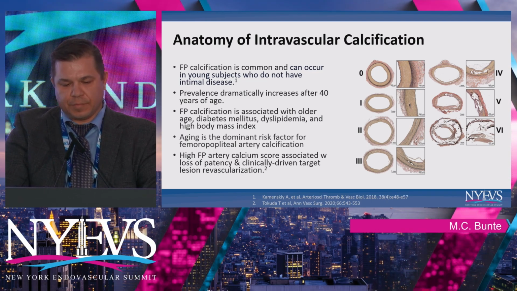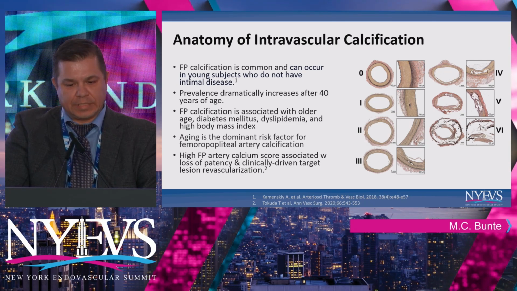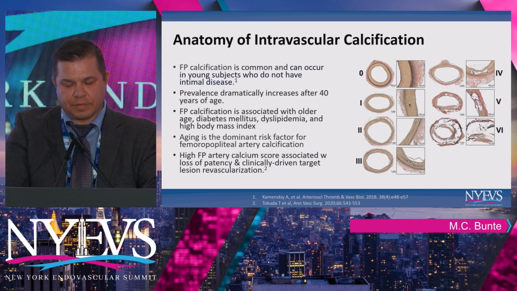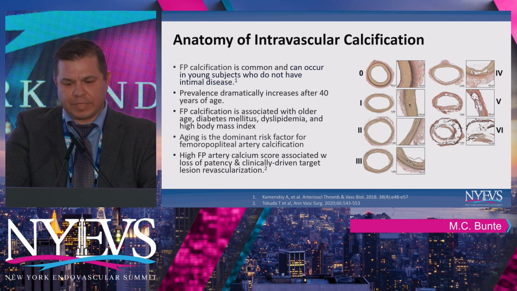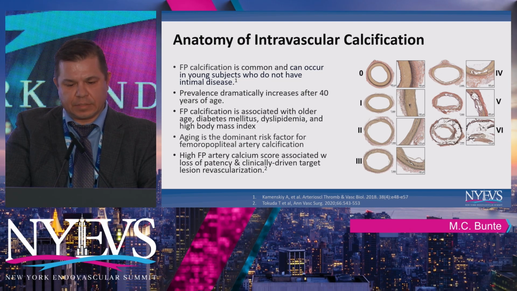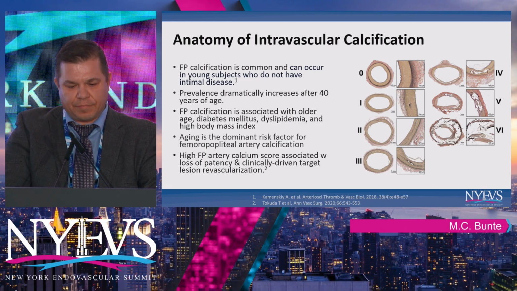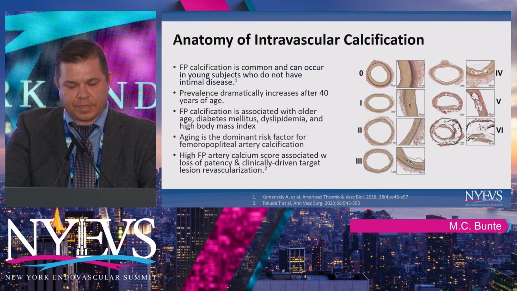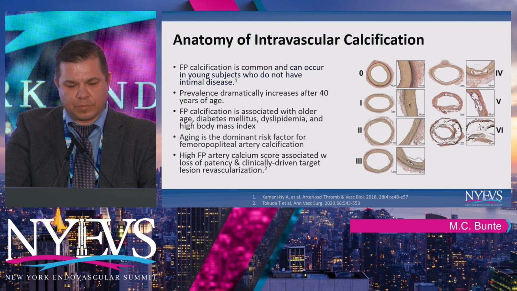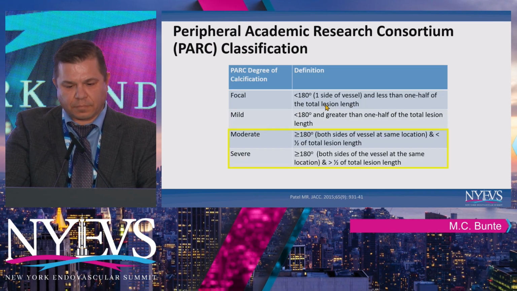Certainly there's a spectrum of calcification within vessels that can be detected as young as patients in their 20s and 30s in the femoropopliteal segment, but prevalence really increases after age 40 and is associated with older age, diabetes, dyslipidemia, and a high BMI. But aging being the dominant factor for femoropopliteal artery calcification is well established, and a high calcium score is associated with loss of patency and clinically driven TLR.